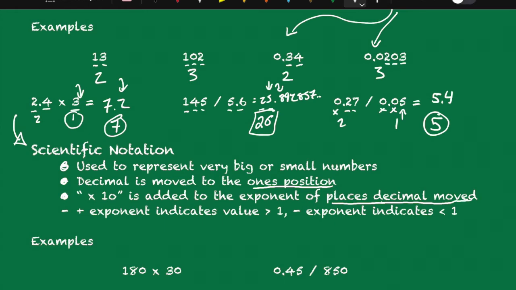Then lastly, on the exponent, you put a positive if it's a value greater than 1, so a really big number, and you put a negative exponent if the number is less than 1.